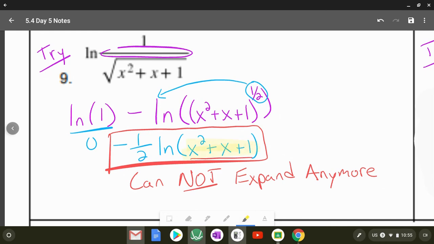This cannot be split anymore because, again, our properties state that in order to split something, it has to be multiplied on the inside to be expanded into the sum or difference of 2 logs. On the inside, we have x squared plus x plus 1. There are no properties for logs that state anything being added on the inside can split to the outside. And then also natural log of 1 is a property. We said that it's 0. So then you're done there.